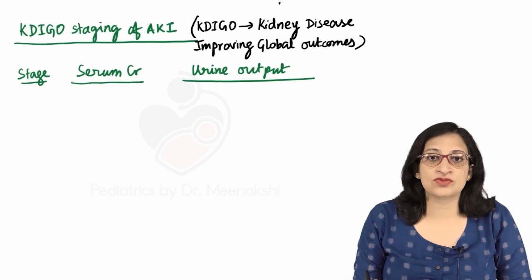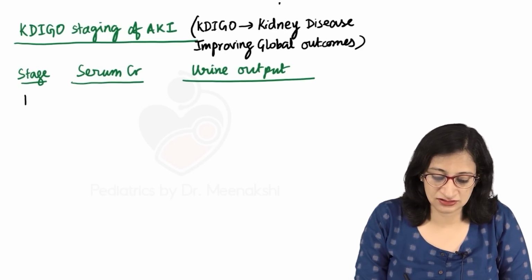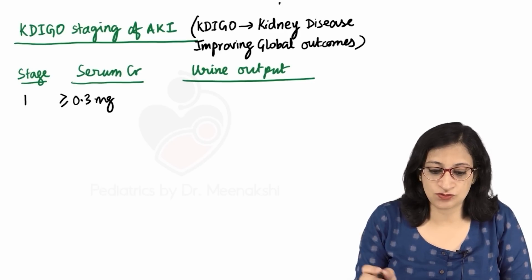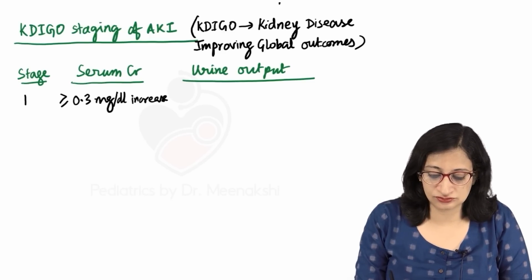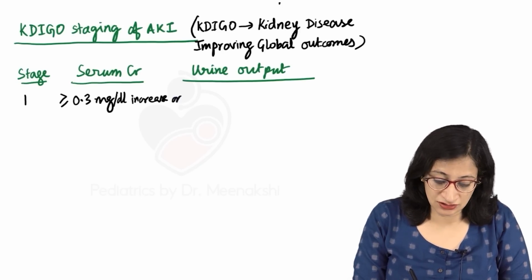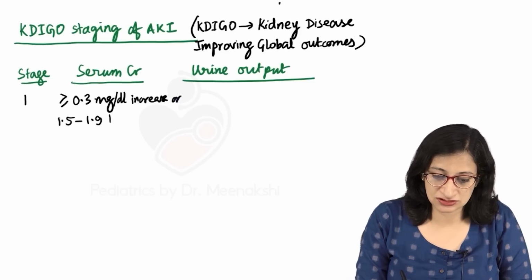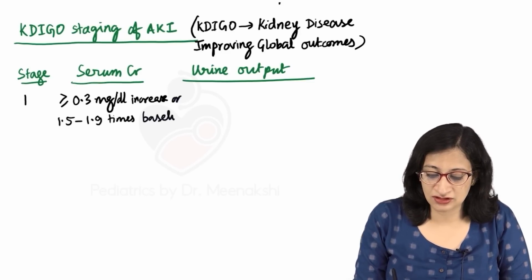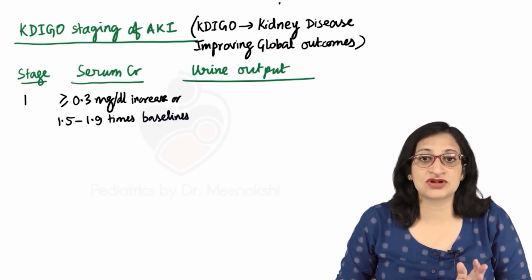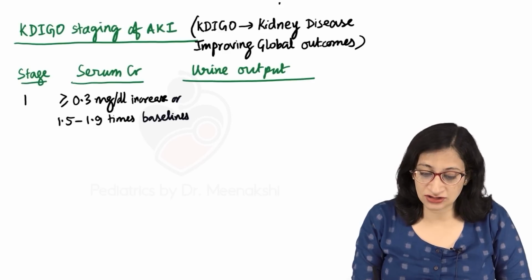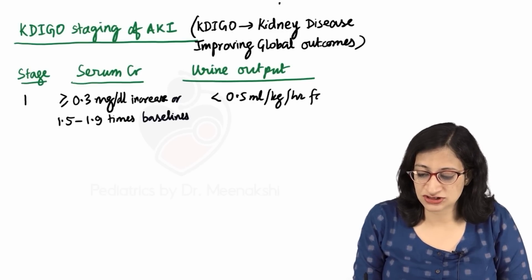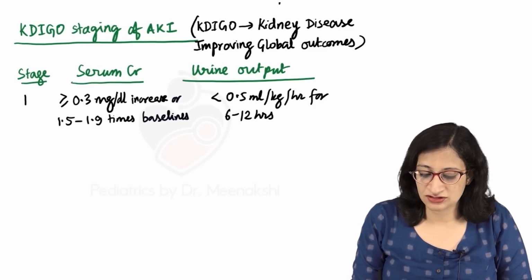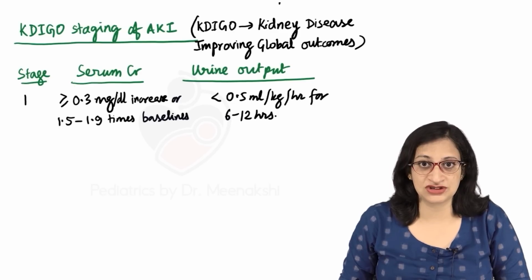We call it stage 1 when there is an increase in serum creatinine greater than or equal to 0.3 milligram per dl from baseline, or the serum creatinine becomes 1.5 to 1.9 times of baseline. That means there is an increase in serum creatinine from 50% to 90%. Or the urine output is less than 0.5 ml per kg per hour for 6 to 12 hours. Then you call it stage 1 of acute kidney injury.